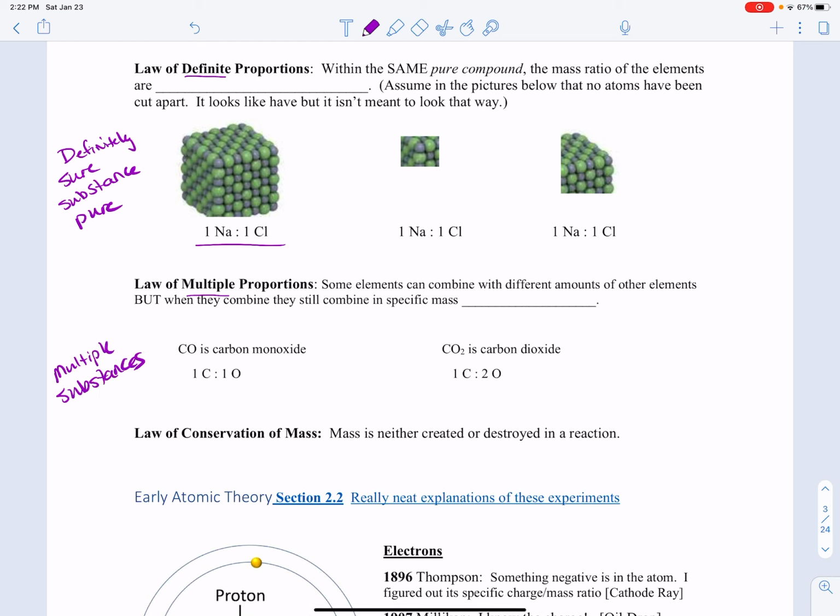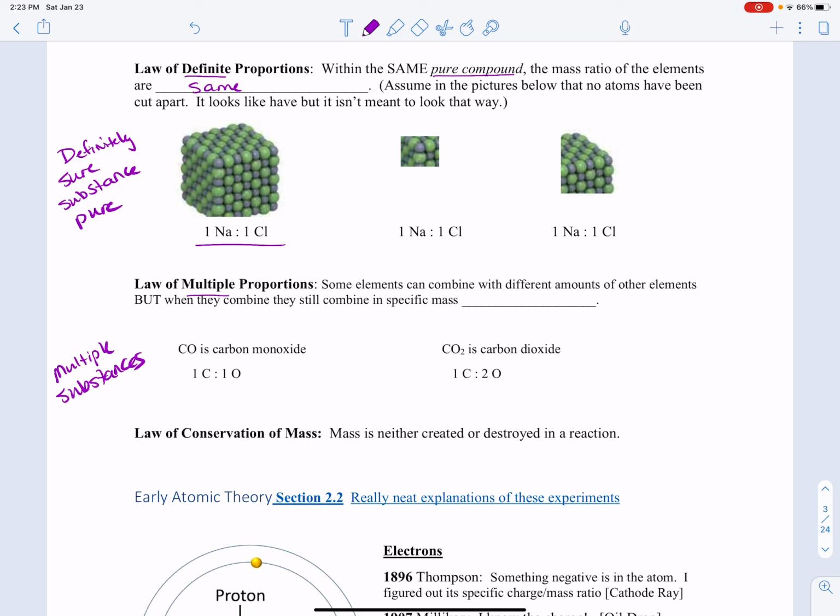So what they used to do is they used to take something that they were sure was pure, and they would cut it into different amounts, and then they would figure out how much sodium mass was in there and how much chlorine mass was in there. And they'd figure out the ratio of them. So what it says is within the same compound, the mass ratio of the elements are the same.